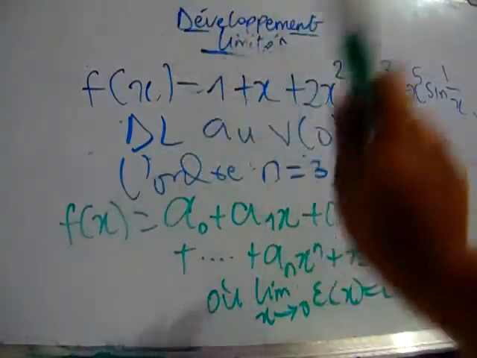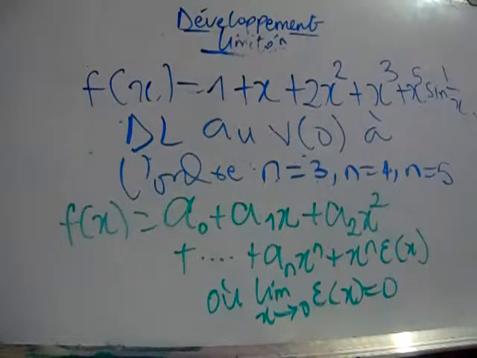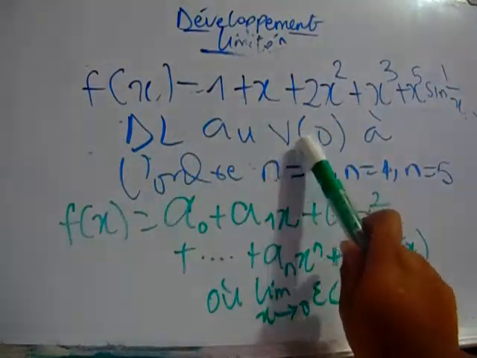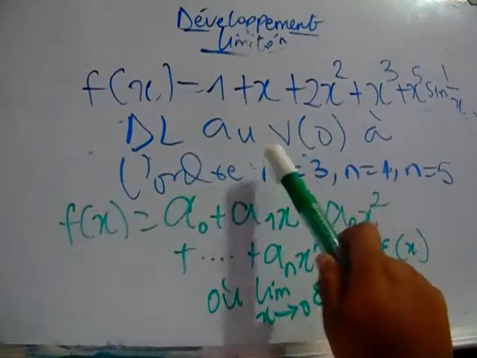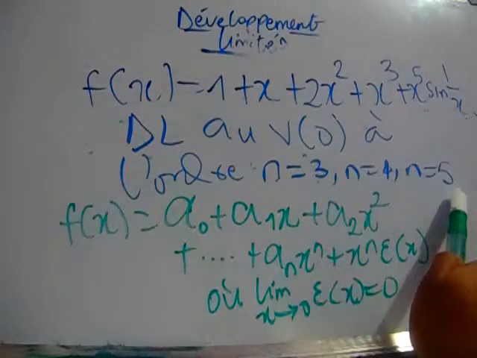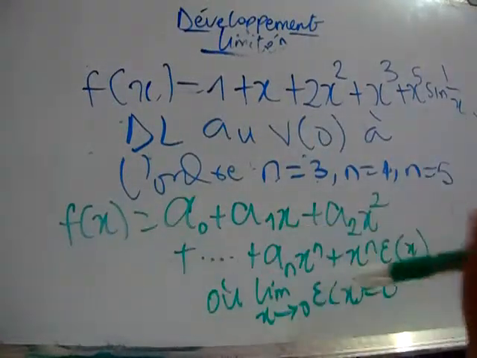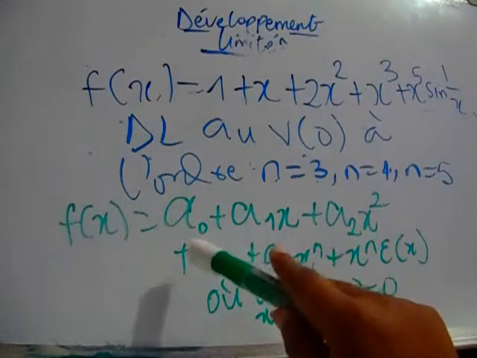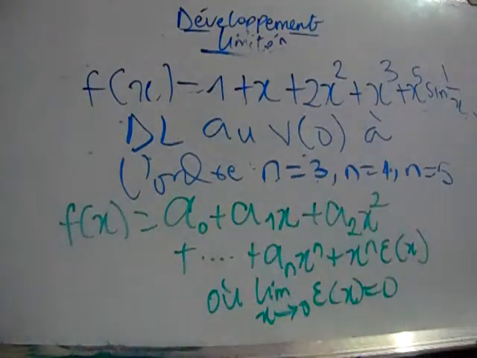So whenever I write DL, it's développement limité. So I asked to calculate the développement limité au voisinage de 0 à l'ordre n equal to 3, n equal to 4, and n equal to 5. So below I did another petit rappel on what the DL of a function is.